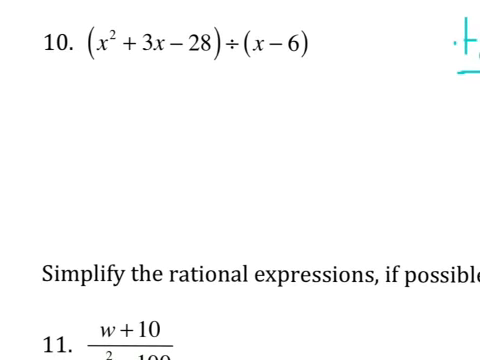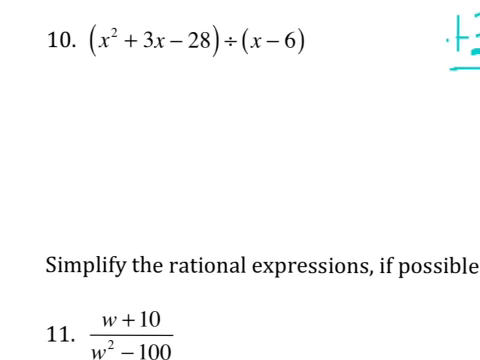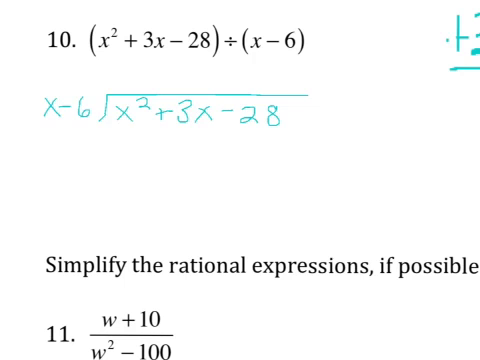For number 10, we're going to do the same thing. We're going to divide x squared plus 3x minus 28 by x minus 6. So x minus 6 is going to go on the outside, and x squared plus 3x minus 28 is going to go on the inside. And we're going to ask ourselves, what do we need to multiply x by to get an x squared? And that's just x. And then we distribute.